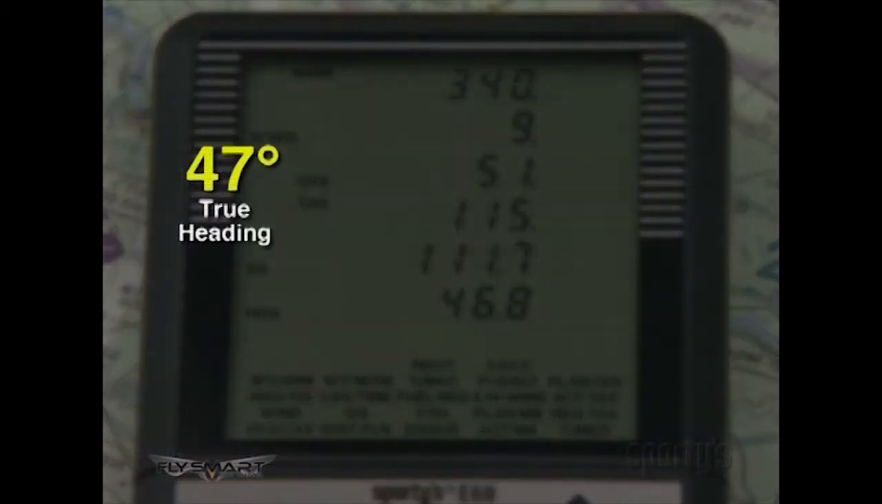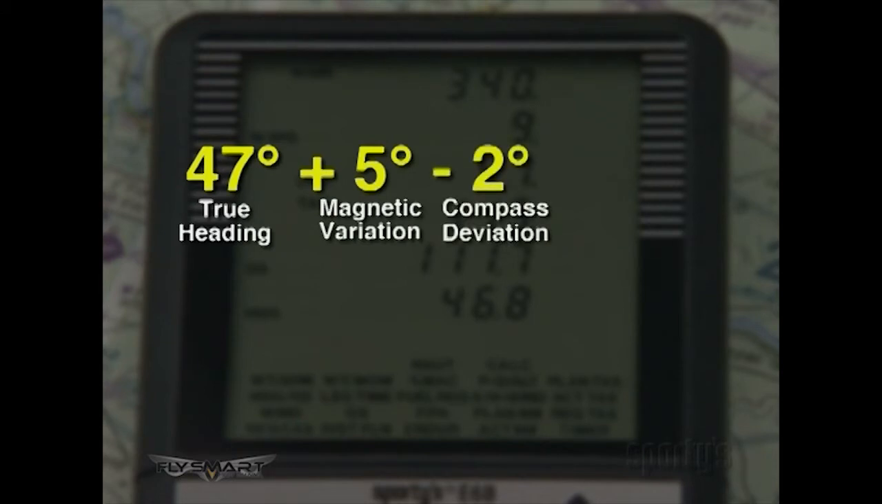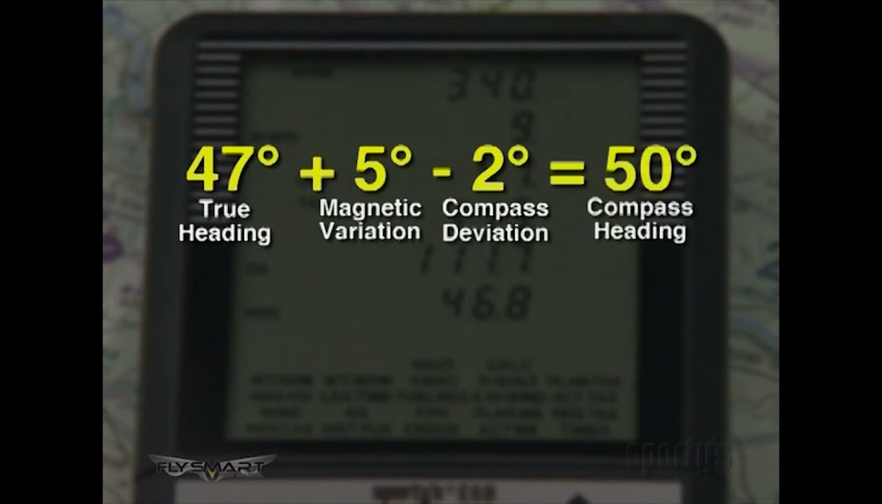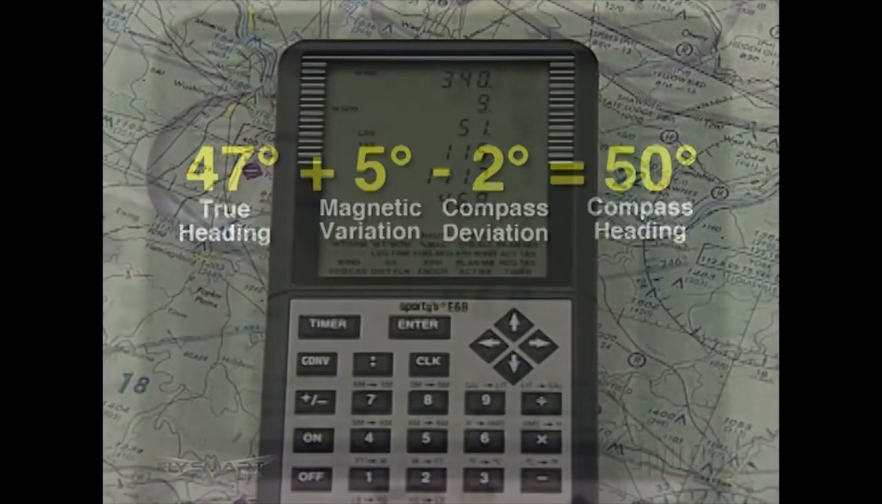The 47-degree heading is only corrected for the wind. We still have to add 5 degrees west variation, which we get off the sectional chart, and subtract 2 degrees for deviation from the compass correction card in the airplane. Our compass heading is 50 degrees. This is the direction we'll follow on the compass as we start our flight.